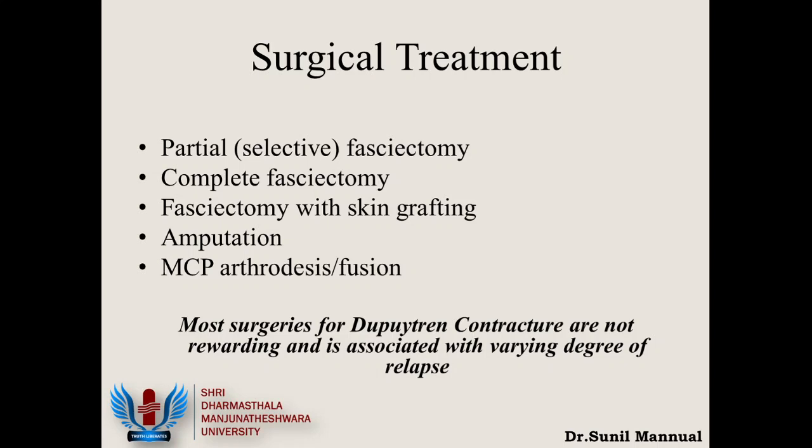Sometimes in extreme cases we may even require a flap coverage. Sometimes the best option for a recurrent contracture, especially if it's involving just one finger, is to remove the finger. But again here we will not remove only the finger, we will have to remove the finger along with its metacarpal. So that would be called a ray amputation, and that's quite a rewarding surgery, but provided the lesion is only there in one finger.